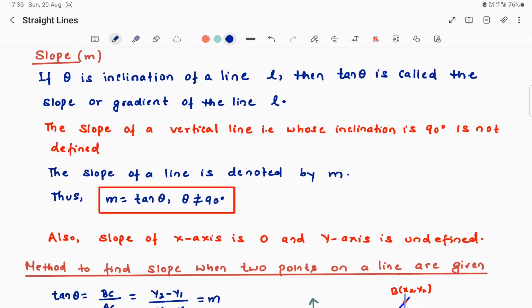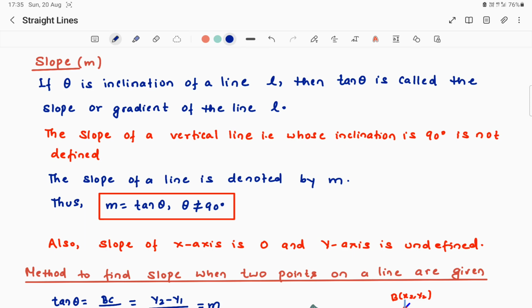The next concept we have is slope. Let's say that if theta is the angle of inclination of the line L, then the tangent of the angle of inclination, that is tan theta, is called the slope, or sometimes it is also called the gradient of the line L. Slope of a vertical line: just now we said that the angle of inclination is what? 90 degree, and we know that tan 90 is what? Undefined. So for the vertical line the slope is undefined.